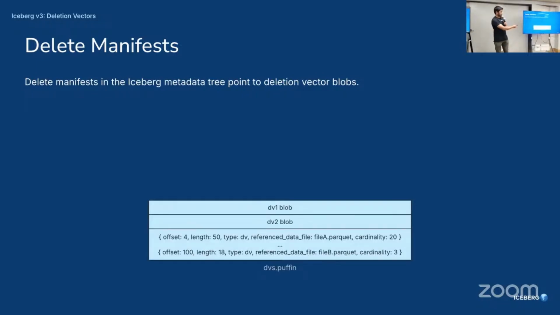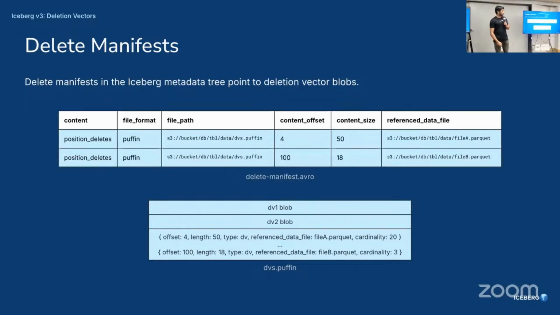So we again have our dvs.puffin file that includes all of our blobs stacked on top of each other. And then we have some delete manifest, typically in Avro, where we have some contents and some file paths, and it tells us where to go to get our actual deletion vector. The nice thing is that when you go via this delete manifest, you'll have these arrows that tell you exactly where to go to get your blobs, so you can avoid having to go into the footer of the puffin file and then jump around to find what you need. It's a small optimization, but it's one that matters a lot. And this is what goes inside the Iceberg metadata tree, so when your engine's trying to access a roaring bitmap, it follows this path.